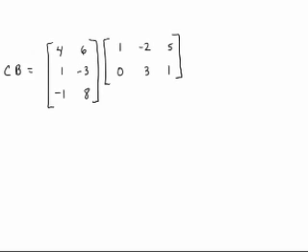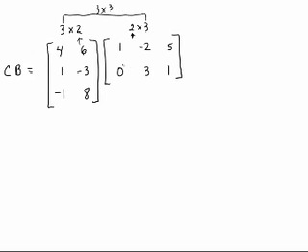In this problem, we're going to find the product of two matrices C and B. Matrix C we can see is a 3 by 2 matrix, and matrix B is a 2 by 3 matrix. Because the number of columns in matrix C equals the number of rows in matrix B, we can find this product. In addition, we know that the matrix is going to be a 3 by 3 matrix.